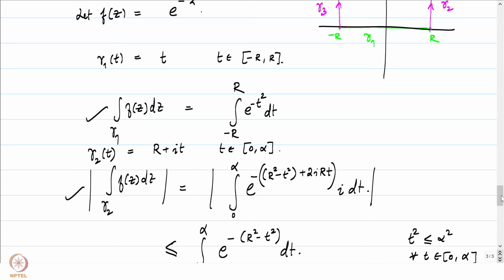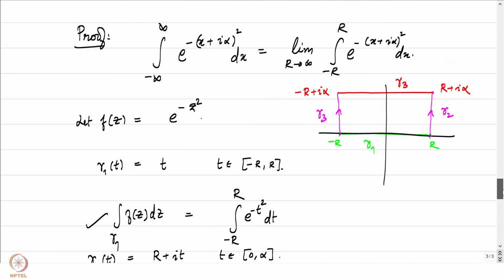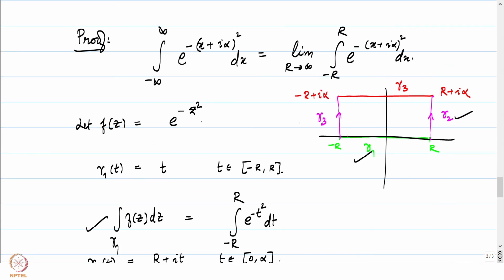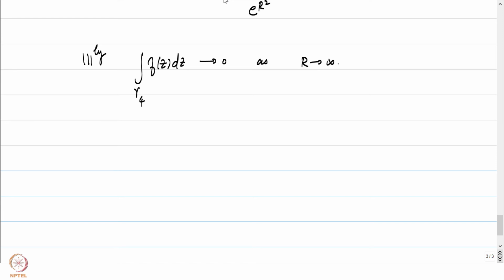we have taken care of gamma 2, we have also taken care of gamma 1, gamma 2 and gamma 4. So, this should have been 4. We have taken care of this as well. Let us now worry about gamma 3. What is the integral of f of z dz over gamma 3?